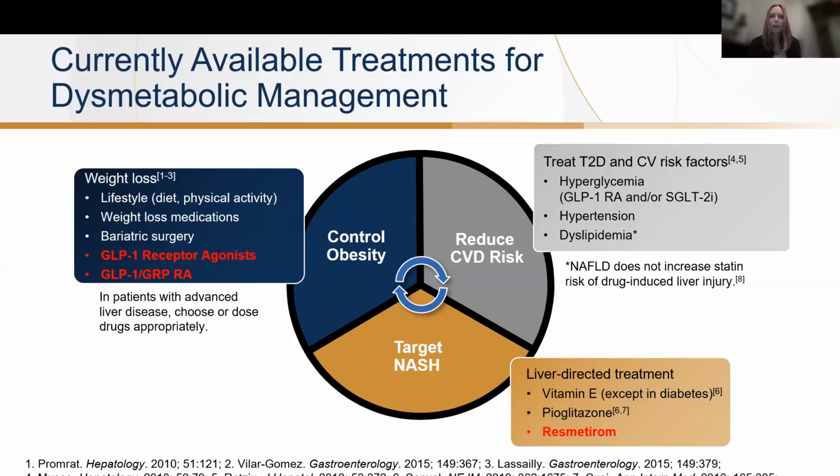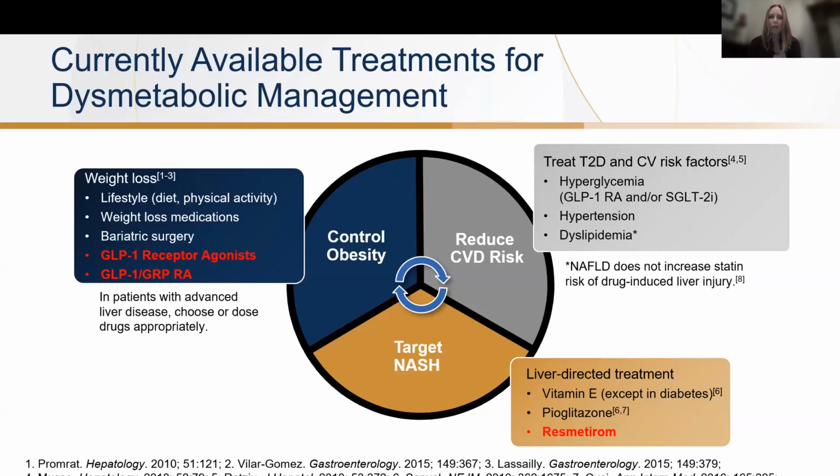And then the second pillar there on the right-hand side, reducing cardiovascular risk. So this is really treating those comorbid conditions. You want control of blood sugar and blood pressure and cholesterol, and remembering that NAFL does not increase statin risk or drug-to-drug interaction. So a patient with fatty liver and even elevated liver enzymes does not need to be taken off of their hyperlipidemia medications or their cholesterol drugs.